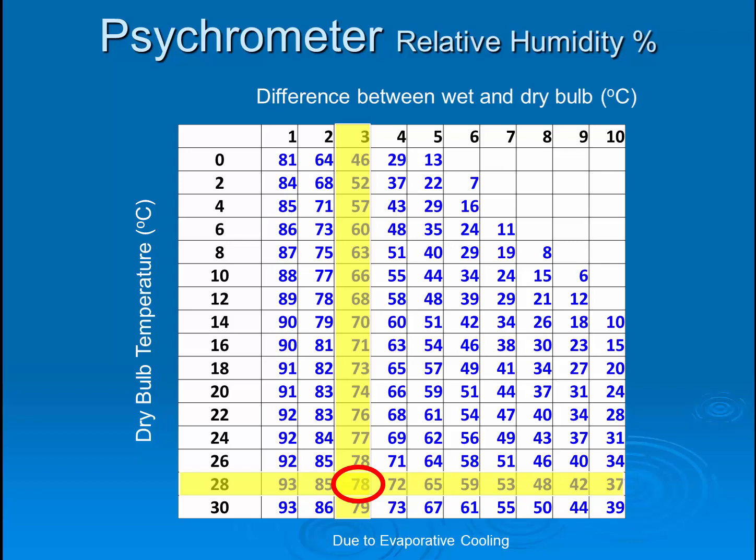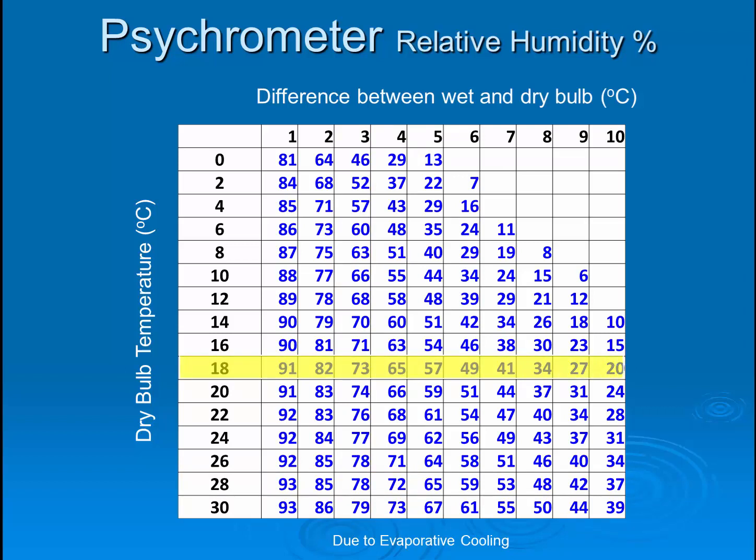Let's try another example. Let's imagine that we had a cooler day and the temperature was 18 degrees Celsius. If the wet bulb temperature was 12, that would give us a difference of 6. We highlight the 6 column and quickly identify that the relative humidity on this day is only 49%. The greater difference between the wet and the dry bulb readings indicates a lower relative humidity. Keep in mind those differences are due to the evaporative cooling as the water evaporates off the wet rag on the psychrometer.